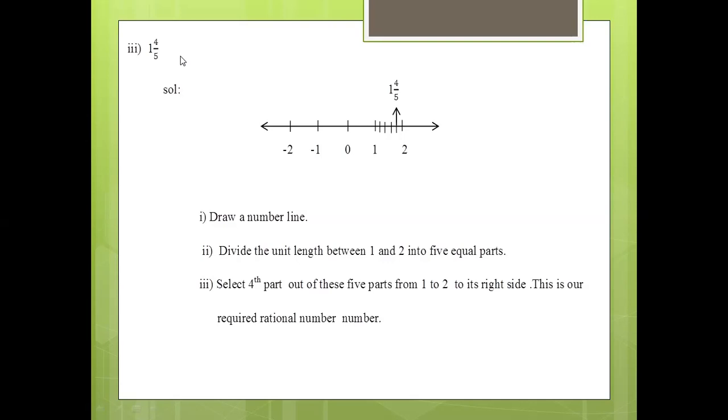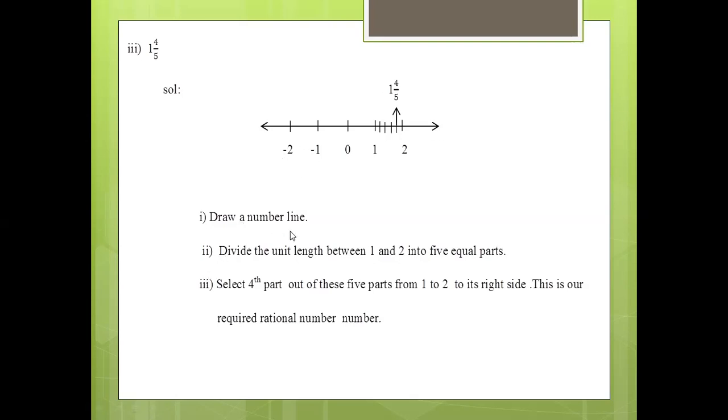If you check the first part, when we had minus 5 by 2, and when we converted the minus 5 by 2 into a mixed fraction, it was minus 2 whole 1 over 2. So it shows that the number is after minus 2. So we drew it in between minus 2 and minus 3. Now this is 1 whole 4 over 5. So it shows that this number is after 1. So after 1, again the same steps we will repeat, which we already did in the previous question.